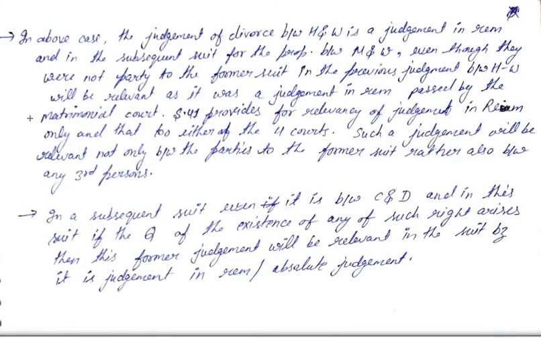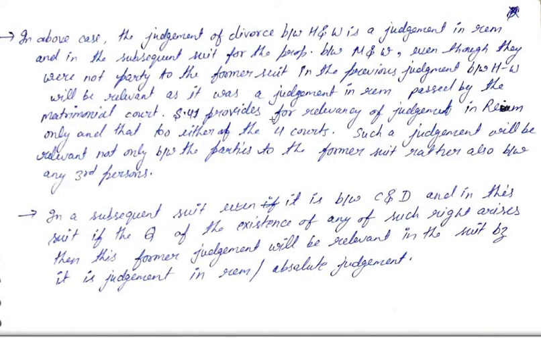इस example पे लिख लो आप, write down one para. In above case, in this example, the judgment of divorce between H and W, husband and wife, is a judgment in rem, and in the subsequent suit for the property between M and W, mother of H and ex-wife of H, even though they were not party to the former suit, the previous judgment between H and W will be relevant, as it was a judgment in rem passed by the matrimonial court.